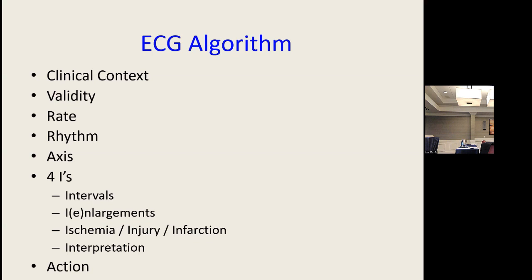Because if you systematically went through every one of these steps, you name me a diagnosis that won't come out of this. It just doesn't exist, okay? So it's a really nice algorithm. And what I'm going to do with this talk is walk through some of these things, and highlight specifically what intervals we look at. How do we measure enlargement? What are the classic findings of ischemia and injury? What are some classic infarction scenarios?